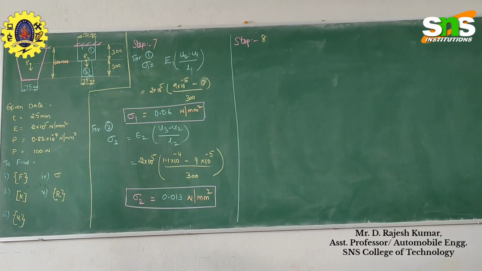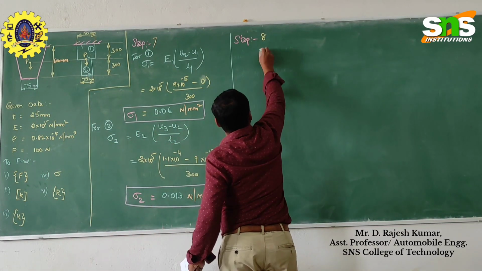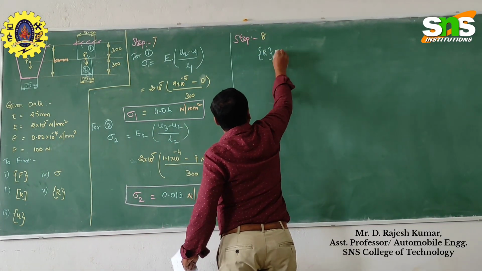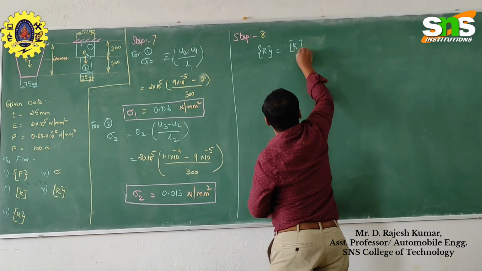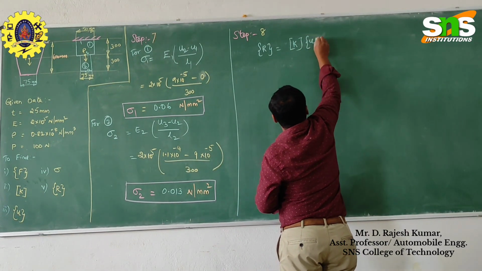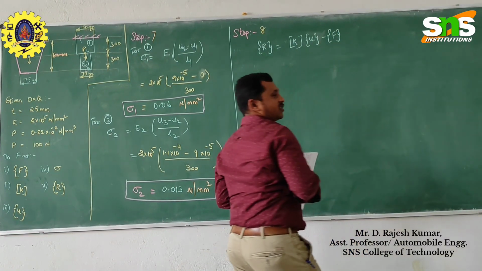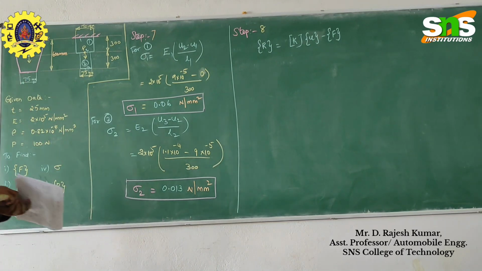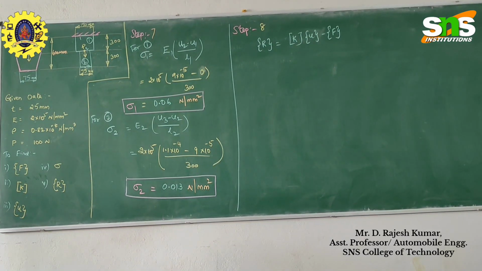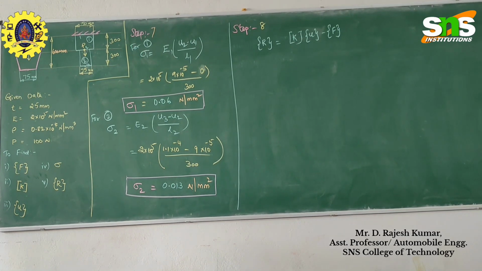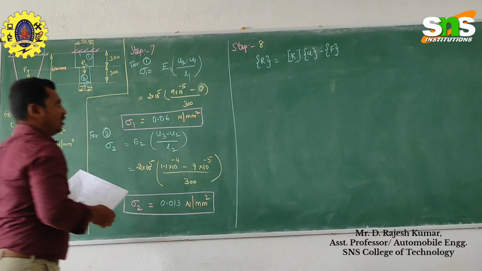Now the reaction forces. There is a formula: the reaction force R is equal to K into U minus F. This is how you have to find the reaction forces. You have to remember the data from the previous steps and apply it here. So I am applying the values here.